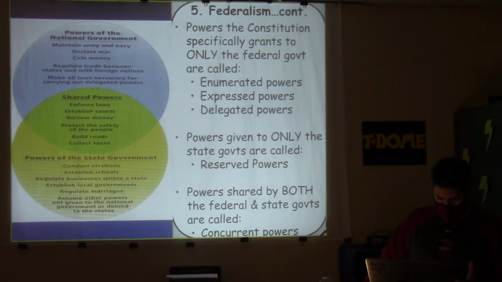So: maintain an army and navy, declare war, coin money, regulate trade between states and with foreign nations, and make all laws necessary for carrying out delegated powers. Okay, those are all national, federal powers.